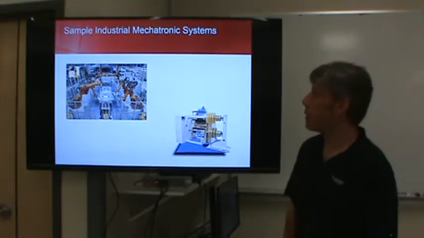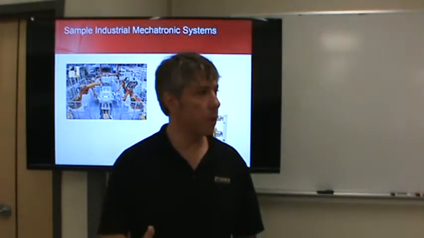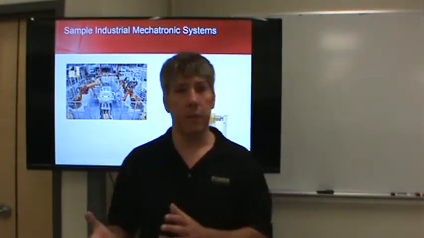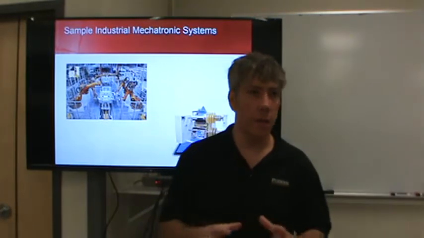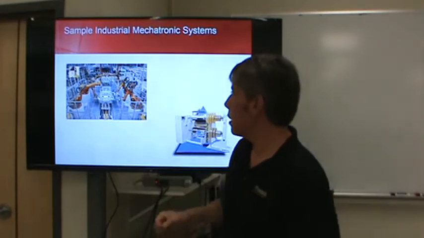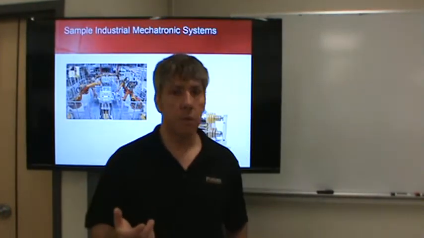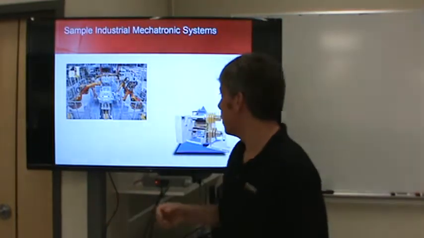Industrial mechatronic systems. Robots are actually a subset of mechatronics. Robots are an example of a mechatronic system. Robots are complicated enough that they deserve their own field, and of course they have it, but they are precision electromechanical systems that are controlled by computers, so they qualify.